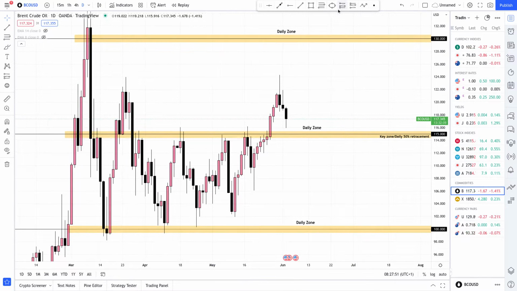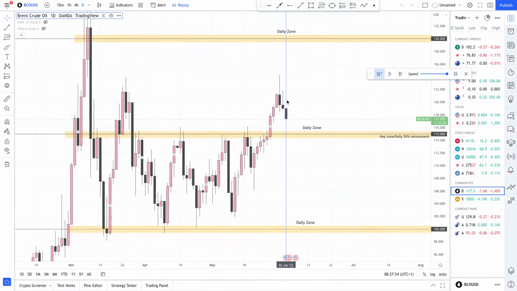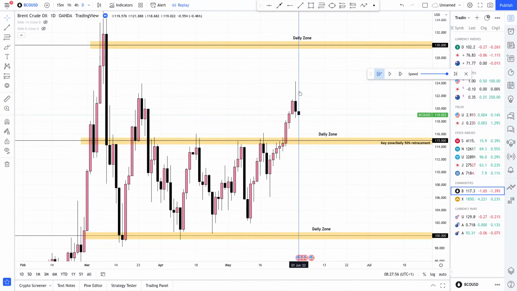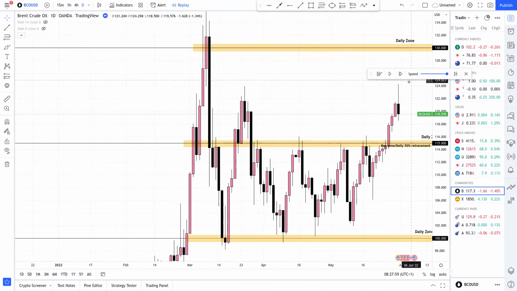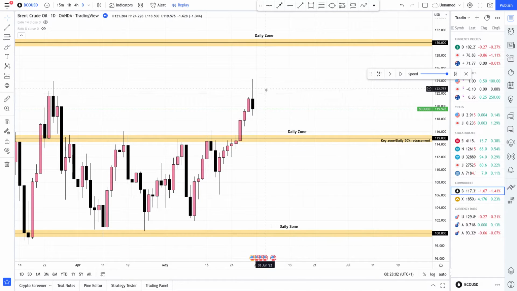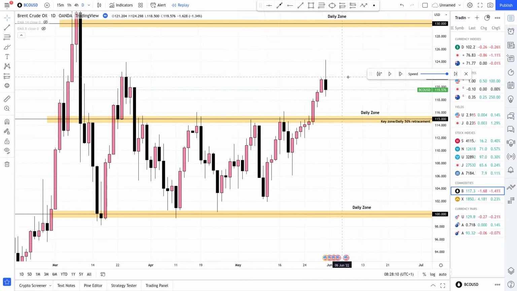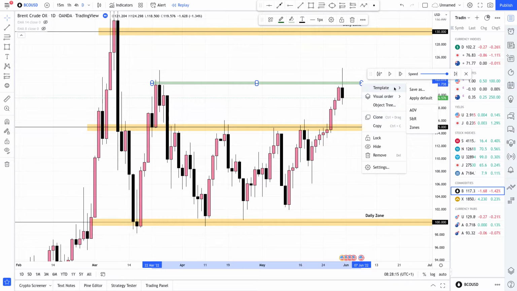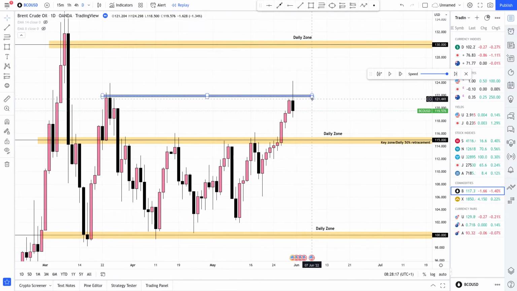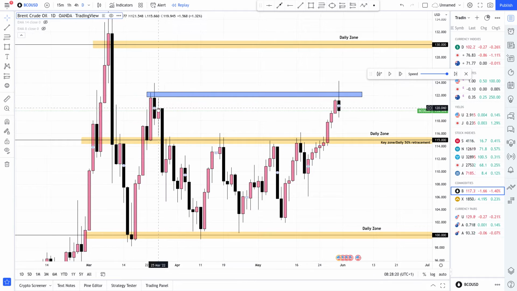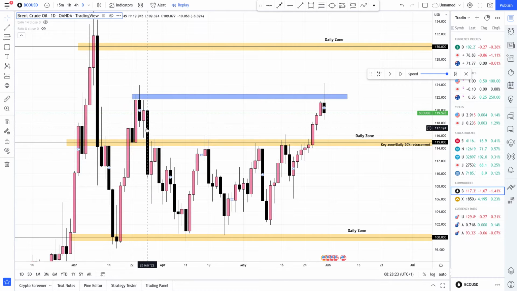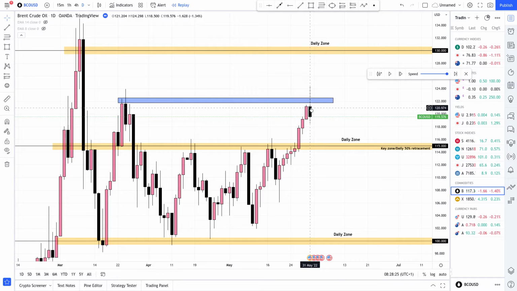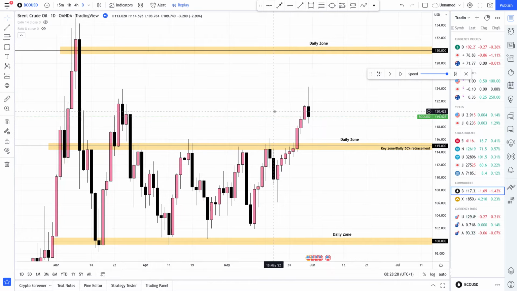When I first made that video, oil was only about here. This is roughly what oil looked like. And we could see a nice wick to the upside, pushed all the way down, showing that there's a lot of selling pressure at this point, because it's met quite an area of liquidity. As you can see, there was a point when price was up here and it got pushed all the way down, and we're at this point again, pushing all the way down.